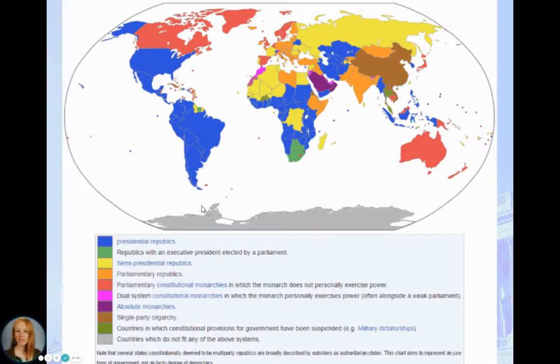So just to get a quick glimpse of what types of governments are out there, I like this map because it's color coded and it's just a good idea to get a perspective on what types of governments are globally seen.